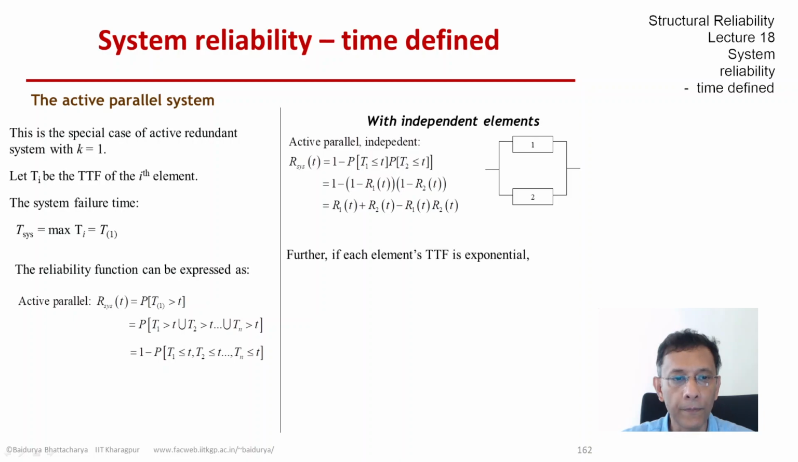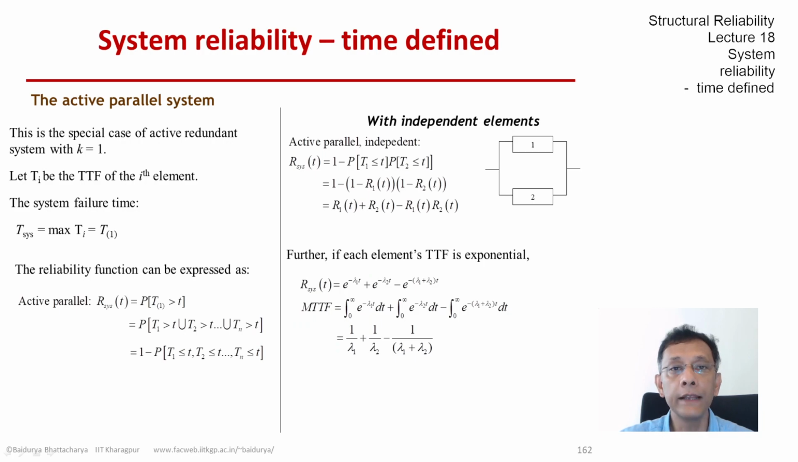So now if each element's TTF is exponential, which is, as we have discussed often, a popular choice in the reliability community, although not always a correct choice, but if they are independent exponentials, then the system reliability is exponential of minus lambda 1 t plus exponential of minus lambda 2 t minus the exponential of minus lambda 1 plus lambda 2 times t. So that comes directly from the exponential reliability for the components.